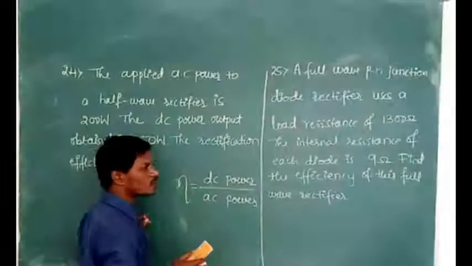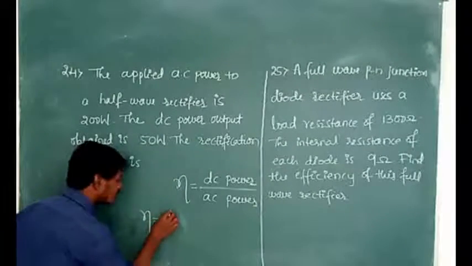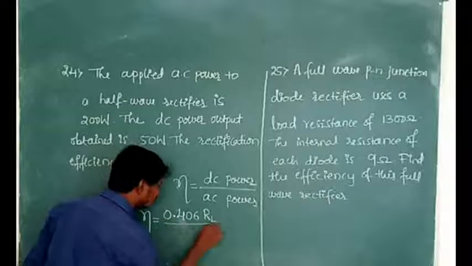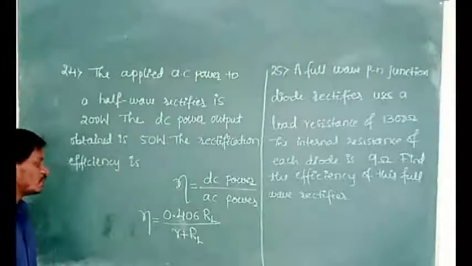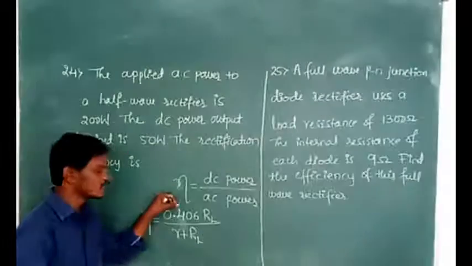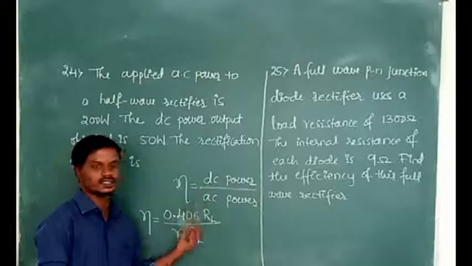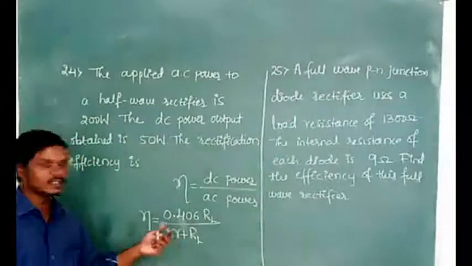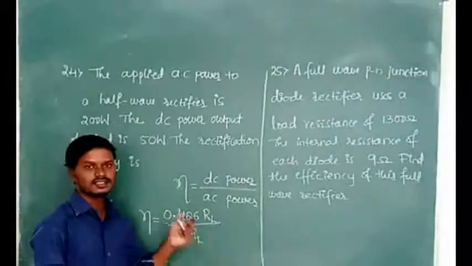And what is the efficiency formula for a half wave rectifier? The efficiency for a half wave rectifier is 0.406 times the load resistance divided by the internal resistance of the diode plus the load resistance. It is the formula used to find the efficiency of a half wave rectifier. We get the output voltage at the load resistance. RL is the load resistance, and small r is the internal resistance of the diode.